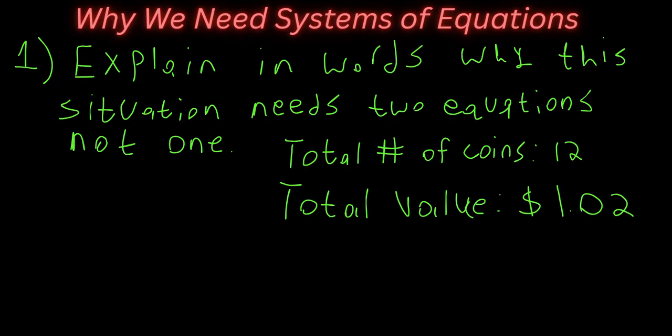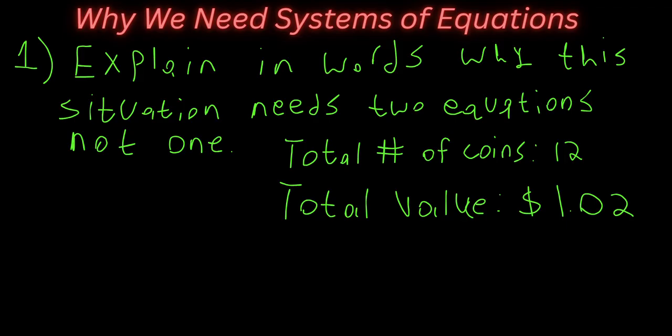So we're given a question here. We're asked to explain in words why this situation needs 2 equations, not 1. We're given the total number of coins, which is 12, and we're given the total value, which is $1.02. Go ahead, take a moment, think about this situation. Why does it necessitate 2 equations?